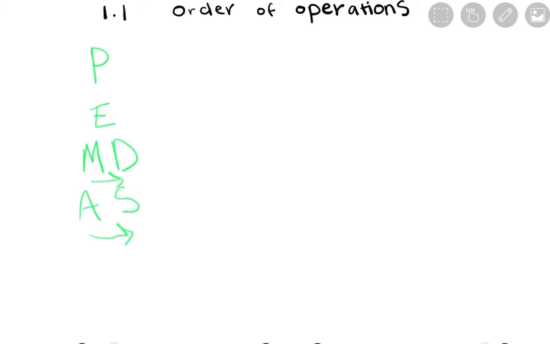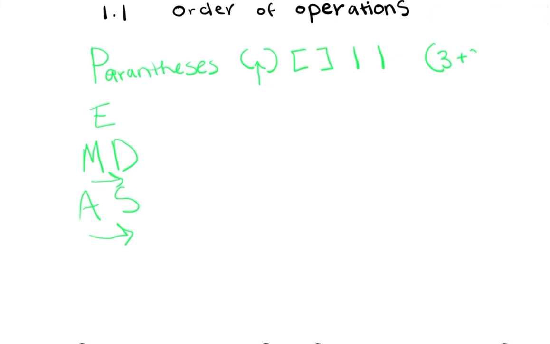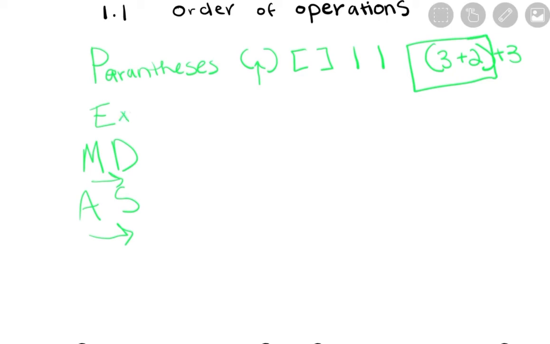So what does PEMDAS stand for? The P in PEMDAS stands for parentheses. Parentheses are any kind of grouping. So if it's parentheses, brackets, absolute value, any of these, we're always going to do what's inside of them first. So if the equation was 3 plus (2 plus 3), we're always going to do this first because this is in the parentheses.